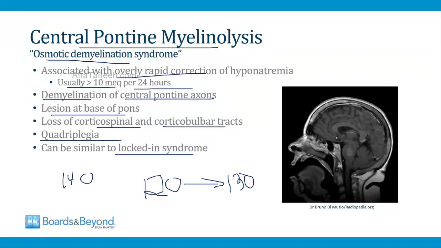And if you look at this MRI on the screen, this is the pons here, and you can see this white area in the middle of the pons. That's what happens when patients develop central pontine myelinolysis. This is a life-threatening condition, and for this reason, we never correct hyponatremia too rapidly. And that concludes our module on hyponatremia.